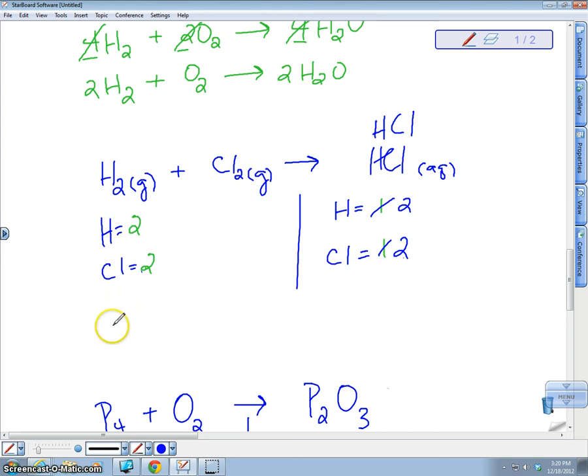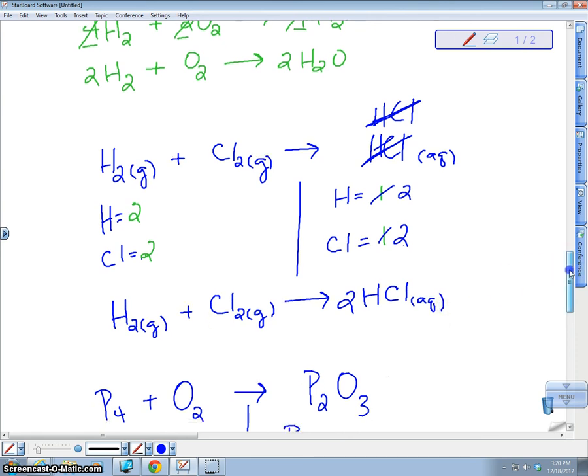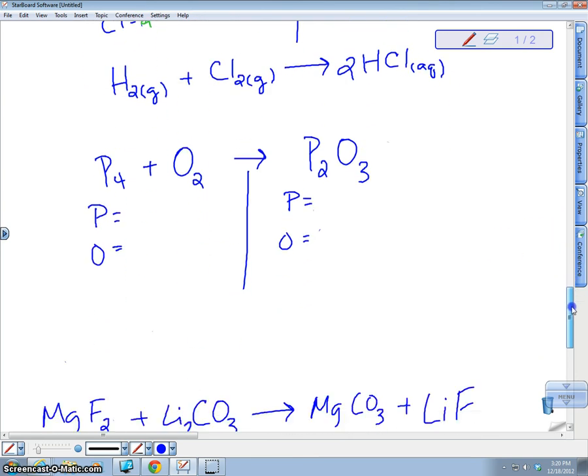So when I write my balanced equation, I needed only one hydrogen, I needed only one chlorine, but I needed 2 HCl. So I'm going to put a 2 out in front of HCl. Okay, let's do another one.